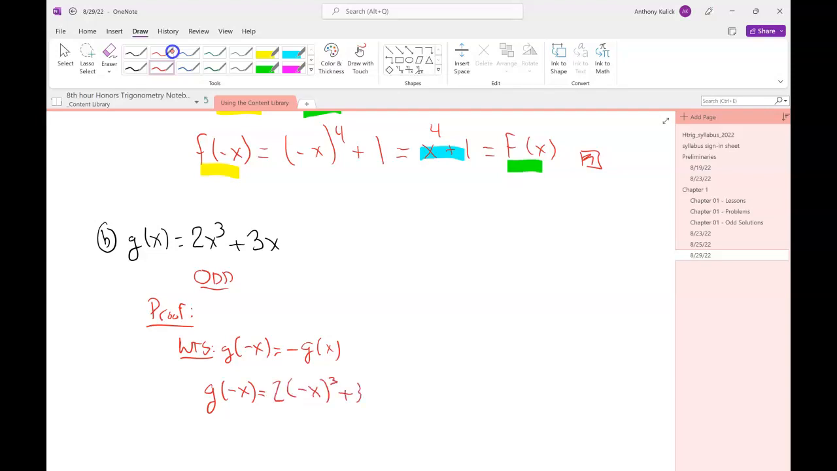All right. I will then. If I have negative x to the third and I simplify that, what do I get? Negative x to the third, right? 3 negatives is a negative. So I just end up with negative 2x to the third. 3 times negative x is negative 3x.